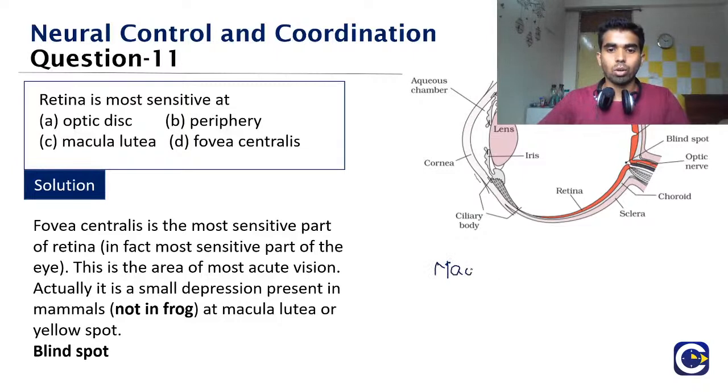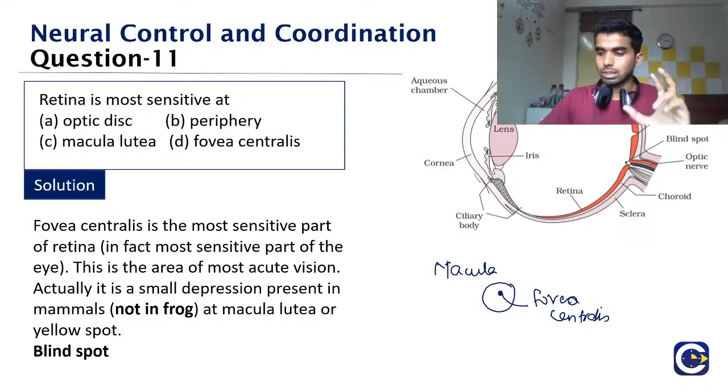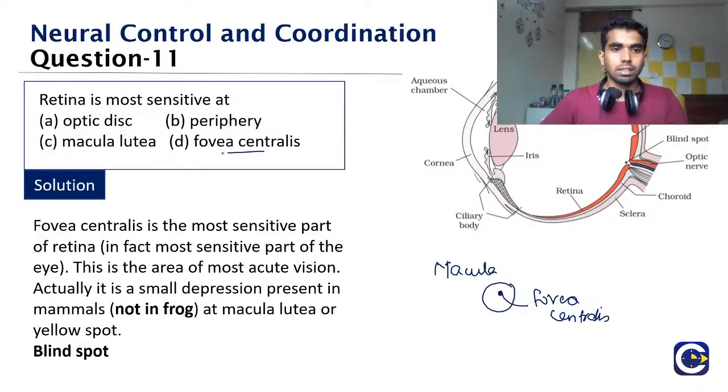And in the macula also there is a specialized region where more concentration is present, and that specialized region inside the macula is known as the fovea centralis. And that is why the most sensitive part, the region where the visual acuity is strongest, is the fovea centralis. Okay, yes, Jivita, the correct answer is option D. And the other thing is that this fovea centralis, this depression, is not present in the frog. It can be asked in the examination.